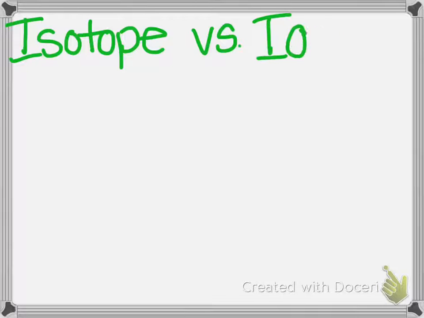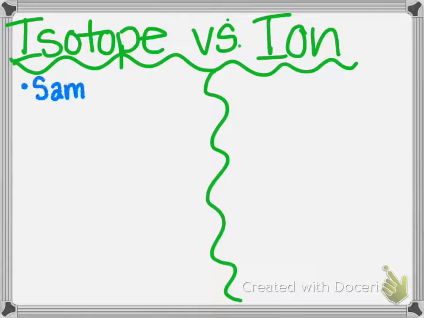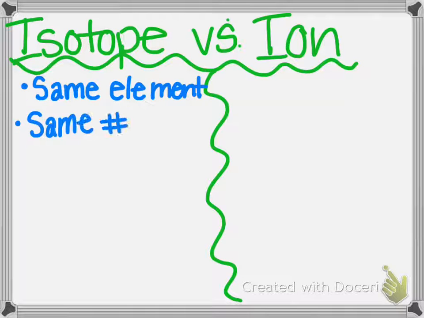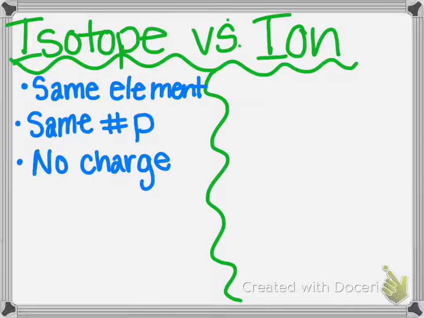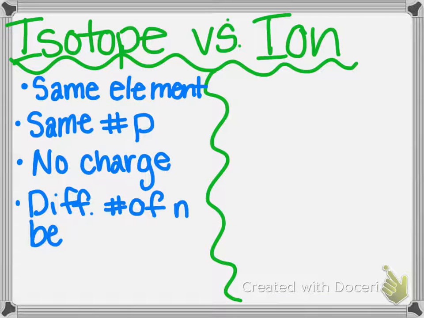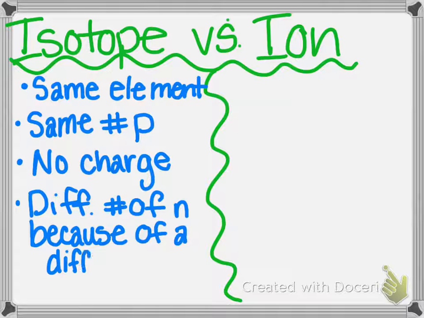All right, last, with isotopes versus ions. Identifying these, if we look at an isotope, it is the same element. It has the same number of protons. It does not generally have a charge. It has a different number of neutrons because it has a different mass number. It's going to have a unique mass number for each isotope. And we're going to talk about isotope notation on the next slide.